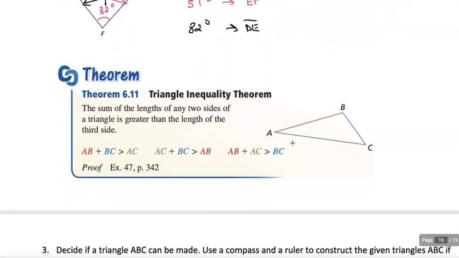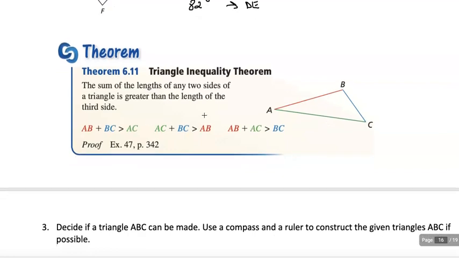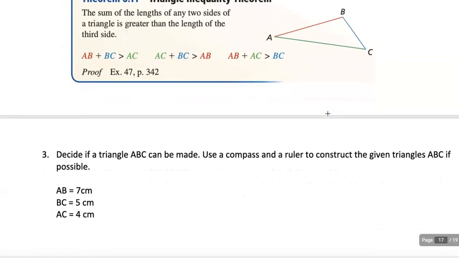Alright, here we go. Keep it going. Triangle inequality theorem. The sum of the lengths of any two sides of a triangle is greater than the length of the third side. Cool. So if you have AB plus BC, AB plus BC must be bigger than AC. Okay, so let's take a look at this.